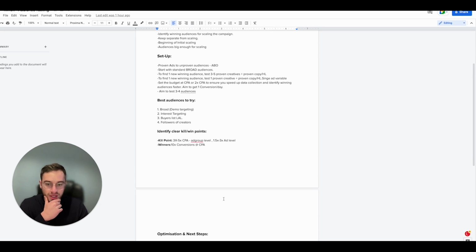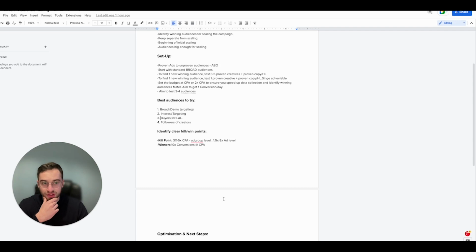Now, we need to set very clear kill and win points. I made that mistake myself. When you don't have clear indications when you kill an ad group, you really don't have anything to measure, and you're much more susceptible to burning budget and burning dollars.